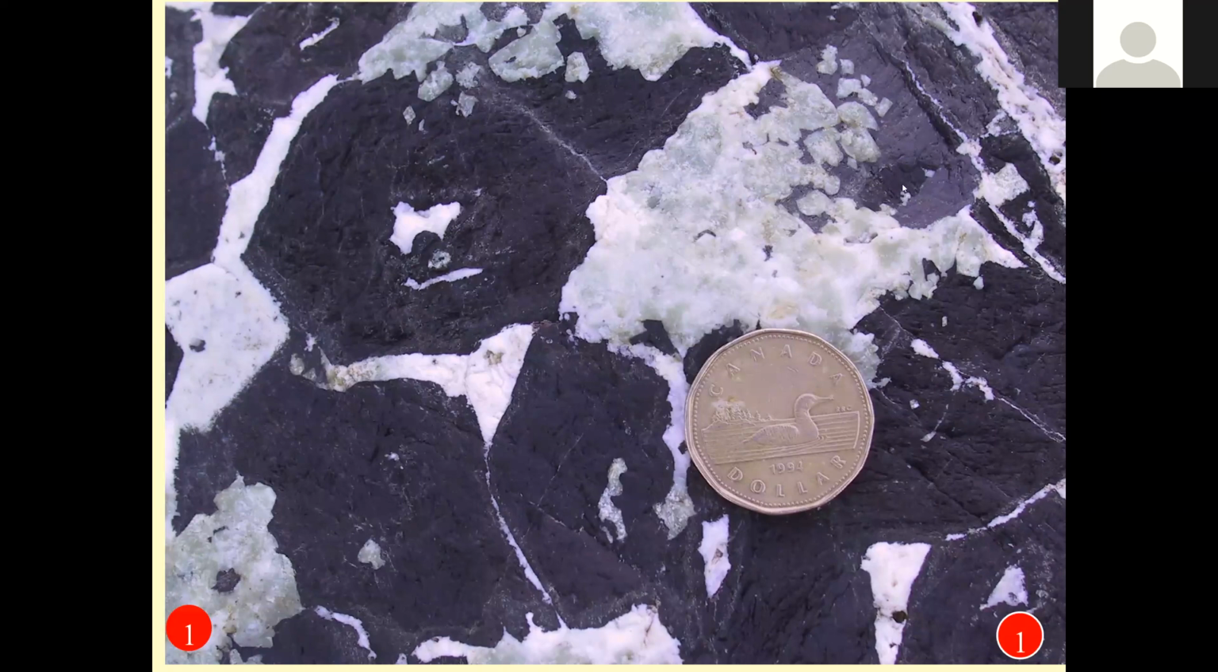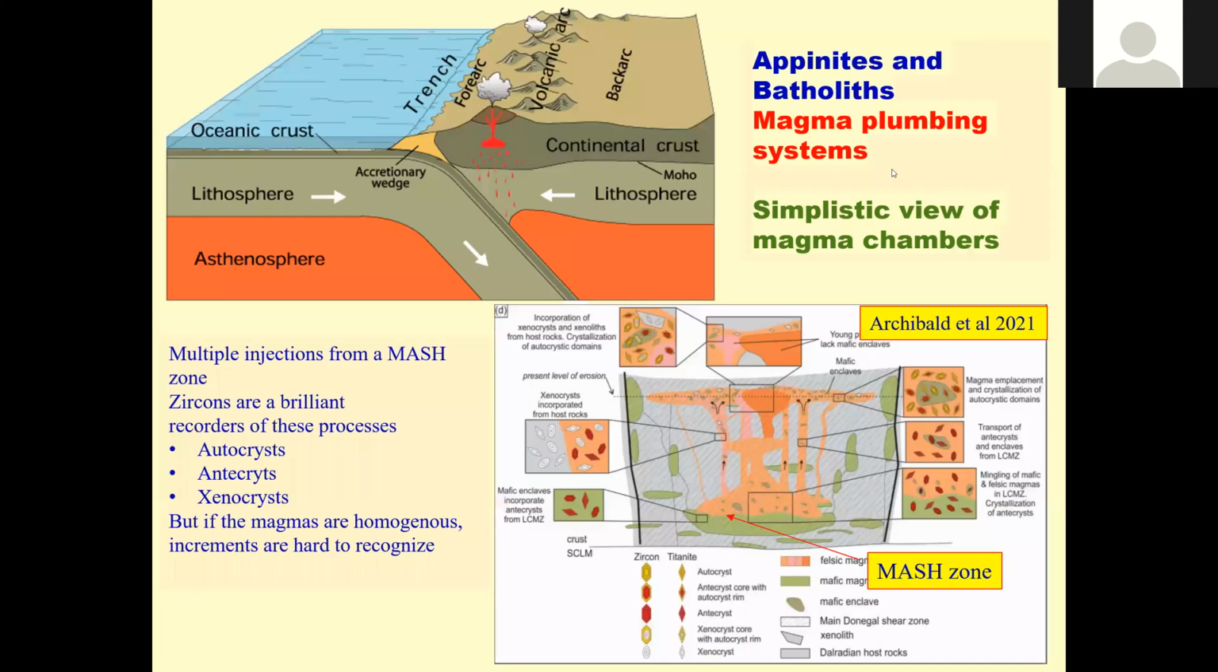So one of the things about Appinites, they may be small, but just like leprechauns, they're very significant. Almost always, they're adjacent to large granitoid batholiths. And so part of the talk is going to be trying to generate a connection between these two processes. And also what it tells us about magma plumbing systems in general.